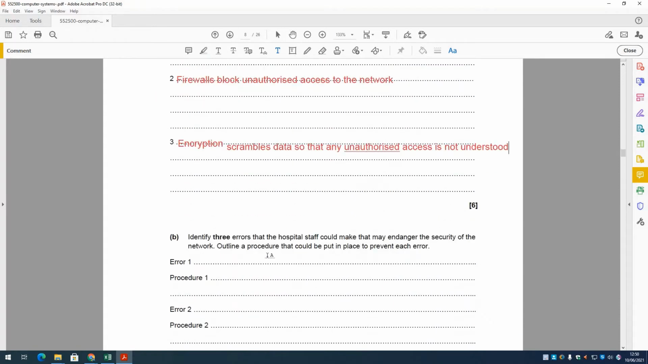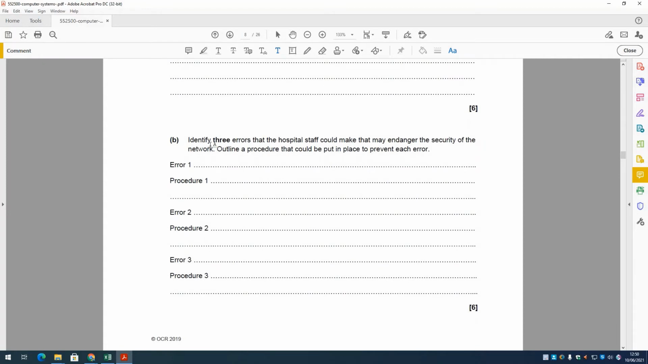Okay, moving on, part B, identify 3 errors that the hospital staff could make that may endanger the security of the network. Outline a procedure that could be put in place to prevent each error. So what we need for this one is we need to find 3 errors. So it's 3 things that could go wrong in the network to put the data at risk. So actually this isn't something that you'd have been explicitly taught. It's not something that comes in. So we need to think what could put a network at risk.